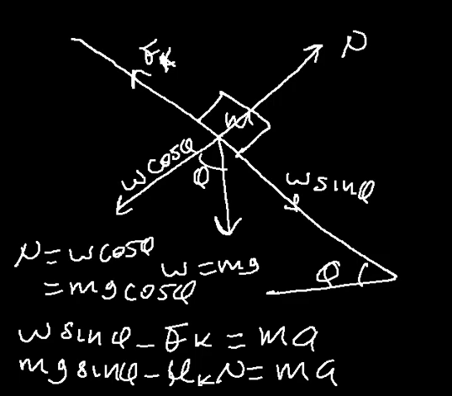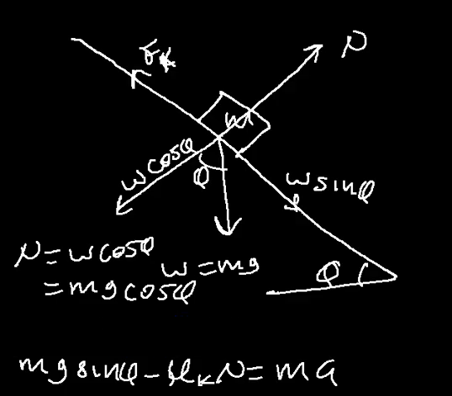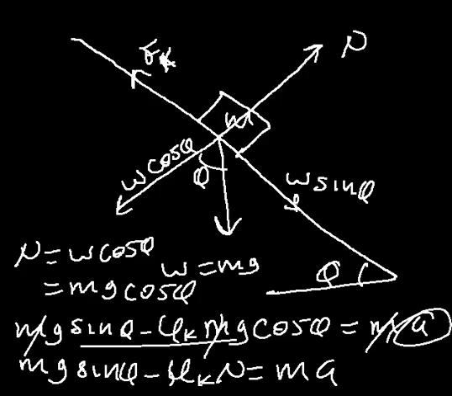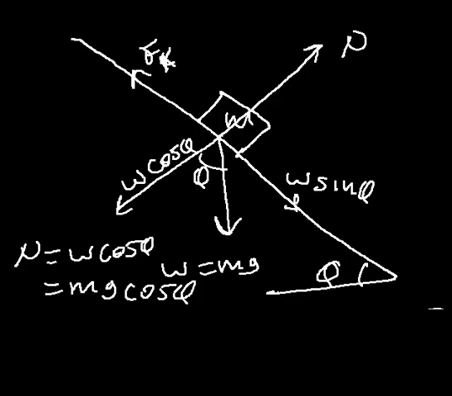And therefore we should have mg sin theta minus mu k mg cos theta, which is equal to mass times acceleration. This mass and this mass will cancel. Then we can have the acceleration using this expression. So that's how we should have it whenever we have an object moving on a rough surface like that.